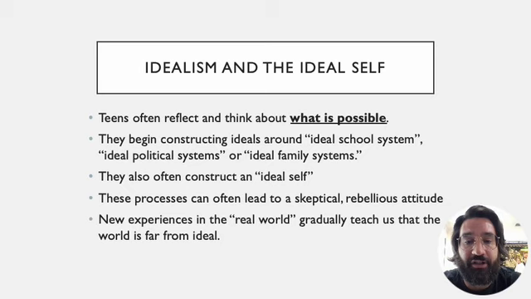Teenagers begin constructing ideals, right, around the ideal school system, the ideal political system, the ideal family system, right? Teenagers are really driven by this sort of ideal, right, of what things should be like. They also often construct an ideal self, right, who they see themselves to be ideally. They create a sort of persona around certain values and ideals.